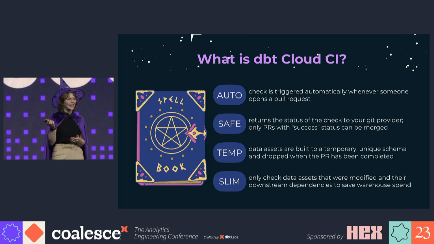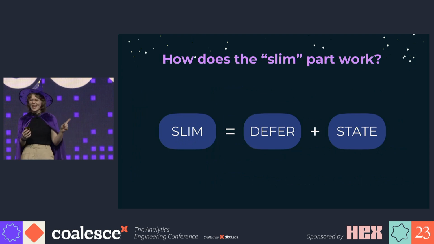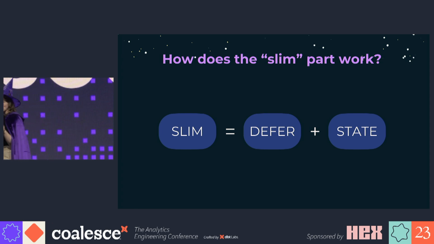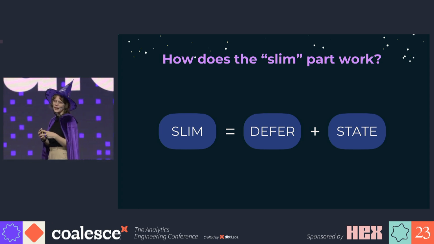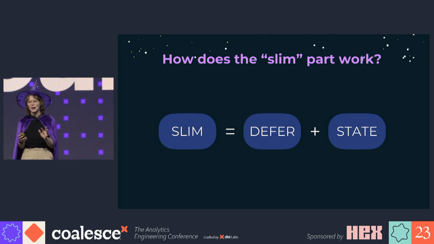dbt Cloud CI is slim. Instead of running your entire dbt project every time you want to validate your code changes, the CI check will only run and test the data assets that were modified and their downstream dependencies. So this keeps your check fast and helps you reduce your warehouse spend. But how does that slim part actually work? Well, slim CI is possible because of two things, called deferral and state. Now, these terms can be a bit tricky to understand, so we're going to take a look at a concrete example.